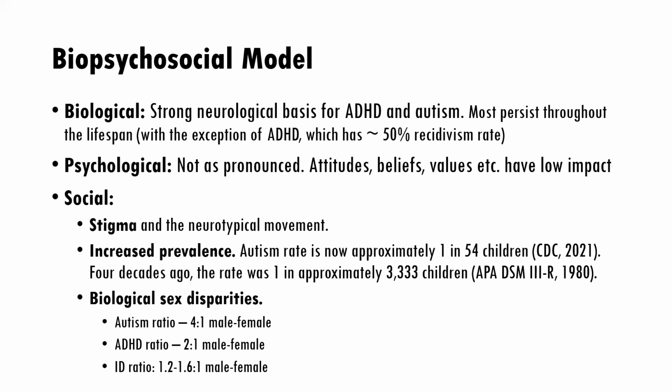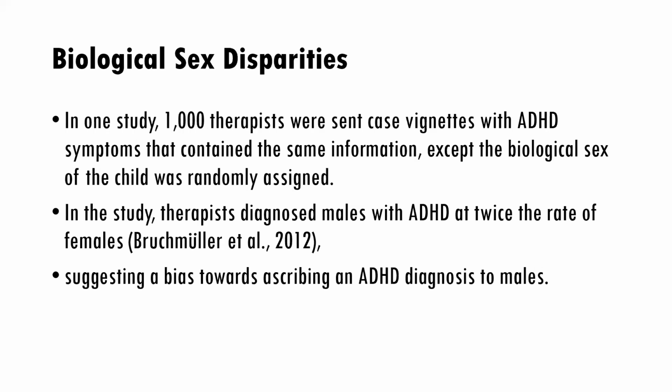There are also biological sex disparities, differences, okay? Autism, the ratio is 4:1, male to female. ADHD, 2:1. And intellectual disability is 1.2 to 1.6 to 1. Now, what's interesting is that with those biological sex differences, there are really biases. There are social cultural reasons for why some of those differences exist, okay?